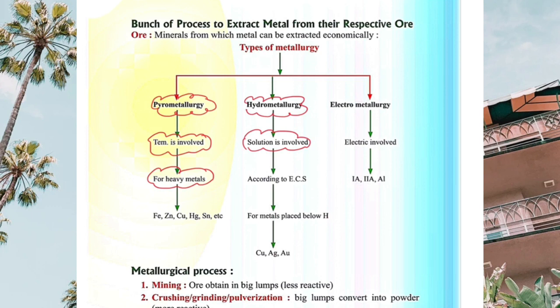According to the electrochemical series, for hydrometallurgy generally copper, silver, gold, high SRP metals we can go. And electrometallurgy, electrolysis is involved, for first group, second group, and aluminum. Pyro, high temperature; hydro, solution; electro, for first group and second group elements and aluminum.